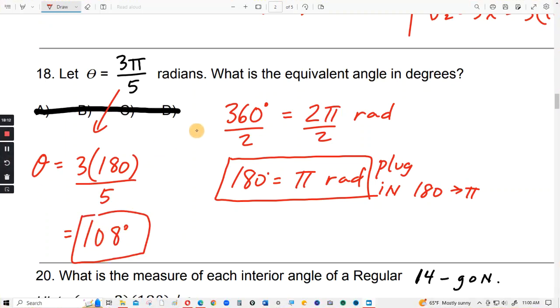Now if you want to go the other way from degrees to radians, you have to use the fractions and cancel units. But nevertheless, 180 degrees equals pi radians.